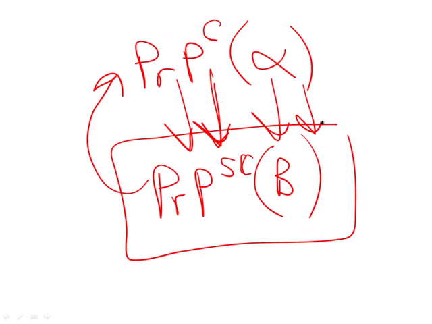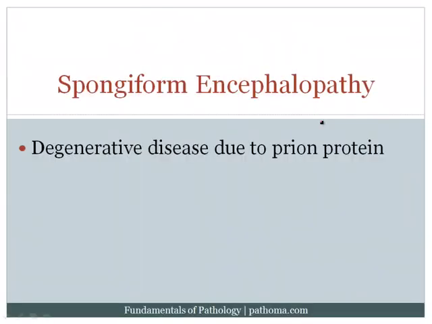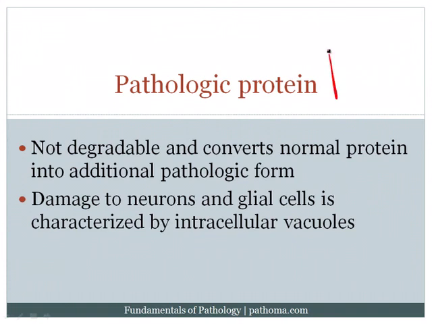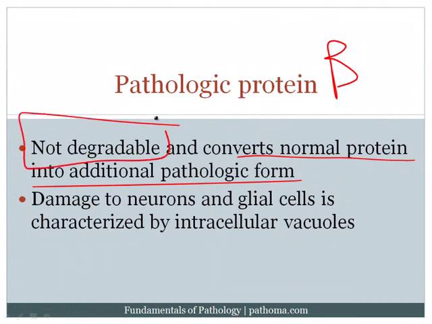features of spongiform encephalopathy. Now I say here in the text that a spongiform encephalopathy is a degenerative disorder due to accumulation of prion protein. The pathologic protein, which again is in a beta-pleated conformation, that's high yield, converts normal protein into additional pathologic form, and again the problem with the pathologic form is that it's not degradable.